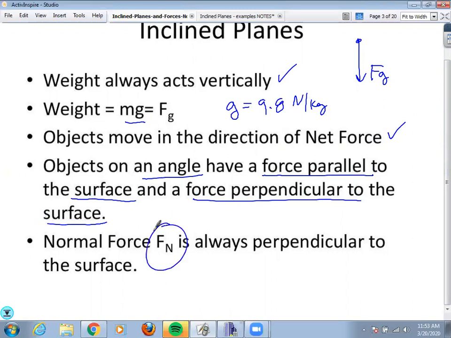Note that FN is always perpendicular to the surface. That does not change. FG is fixed, and if we have a surface, FN will always be perpendicular. So if we have a horizontal surface, or a vertical surface, FN is always perpendicular, at right angles to the surface.